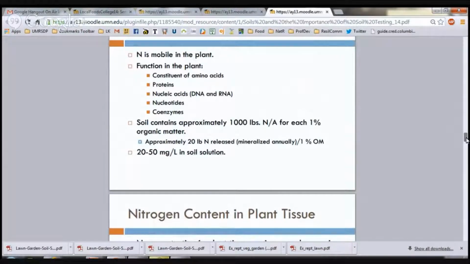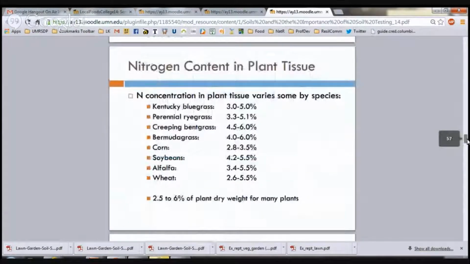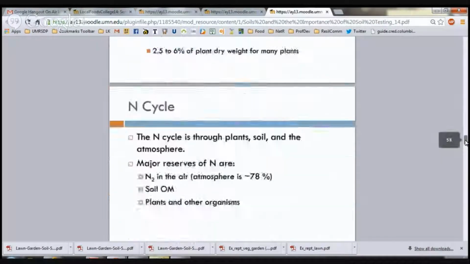Usually soil solution contains anywhere from 20 to 50 milligrams per liter or parts per million. In tissue, it's on average 2.5 to 6% depending on your crop. And this is where tissue analysis would come into play. A lot of people will couple soil testing and tissue sampling together to give you more of a complete idea of what's going on.